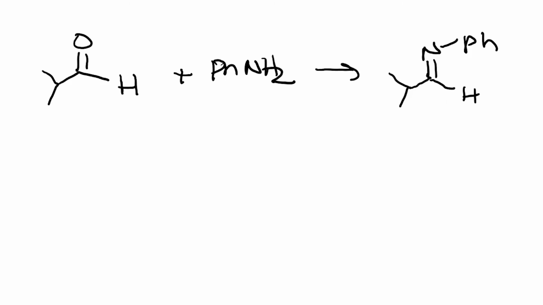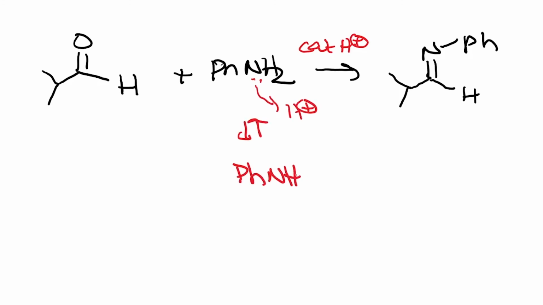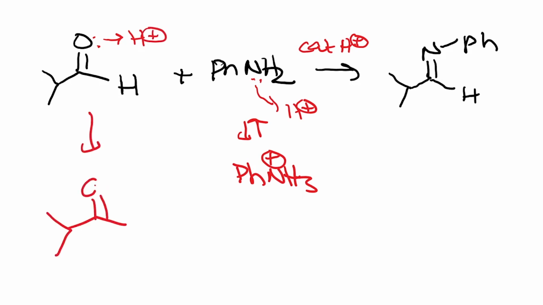So when you add these two reagents together and you add a catalytic amount of H+, you can suggest that this NH2 is clearly the better base, so it's going to pick up a proton, and it will be in equilibrium with PhNH3+. But since there's a small amount of acid, you can imagine that once in a while the carbonyl picks up this proton from PhNH3+ perhaps, and it gets protonated.